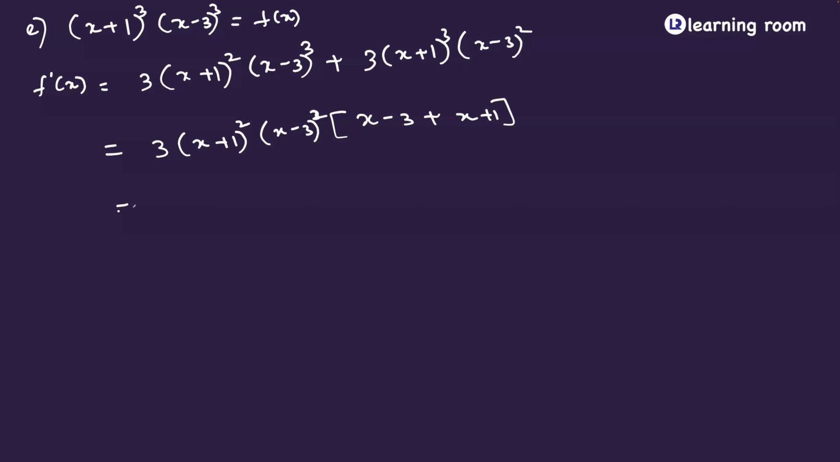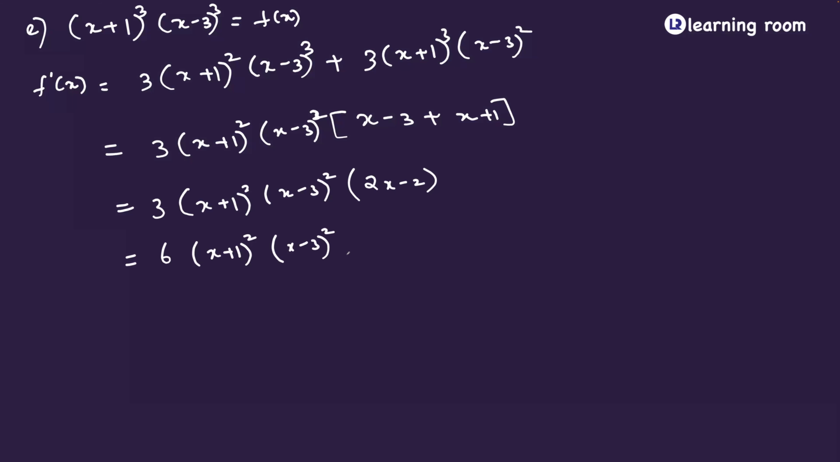What is it that you are having here? 3 into x plus 1 the whole square into x minus 3 the whole square into 2x minus 2. So I can take 2 also common. So what will I get? If I take 2 out, I'll have 6 into x plus 1 the whole square into x minus 3 the whole square into x minus 1. Right? These are the product of 3 factors. So these are the 3 factors, right? This is f dash of x.